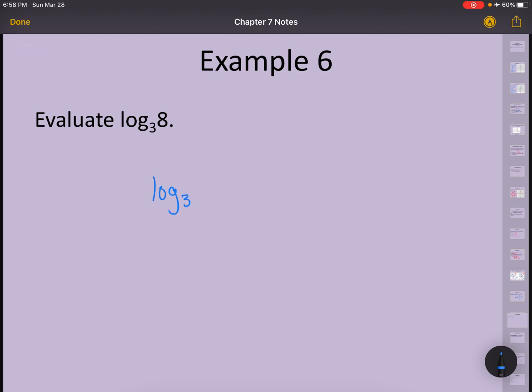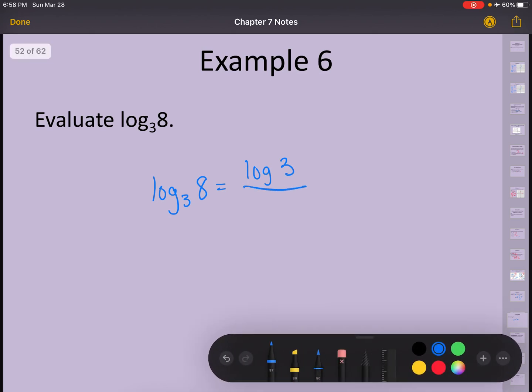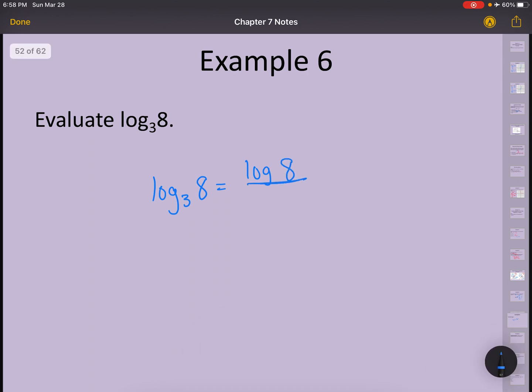And finally, in example 6, we're going to evaluate log base 3 of 8. So log base 3 of 8 equals, according to the change of base formula, a fraction. Log of whatever you're taking the logarithm of, which was the 8, goes on top. And the log of the base that you're working in, which was 3, goes in the bottom.